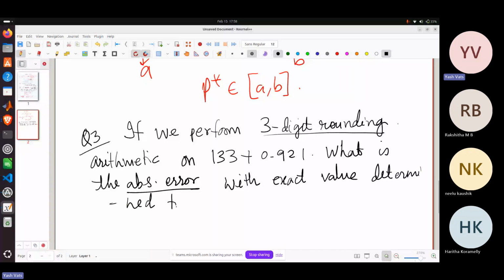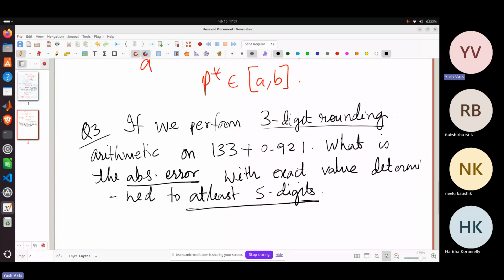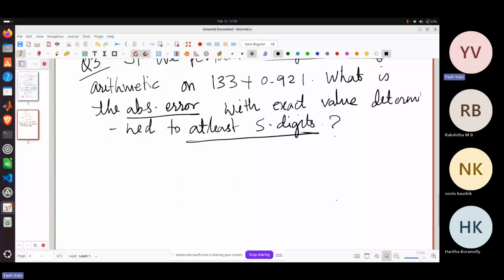So here the question is a bit different. It says 3-digit rounding, and then you say what is absolute error with exact values determined to at least 5 digits. So you have to take 5 digits, and then 3-digit rounding means all the decimal places, I think. Just try this one.